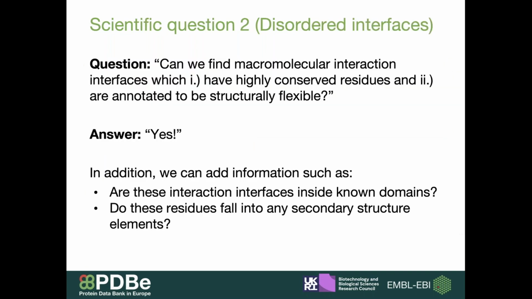Another interesting question could be related to disordered interfaces. Is it possible to find macromolecular interaction interfaces which have highly conserved residues and are also annotated as disordered regions? The answer would be yes. We can provide the data. Also, we can give more information to this. Like, are there any non-domains in these interfaces, as well as any secondary structural elements?